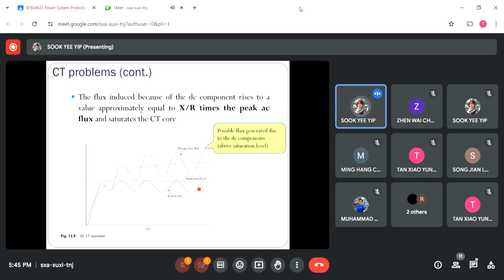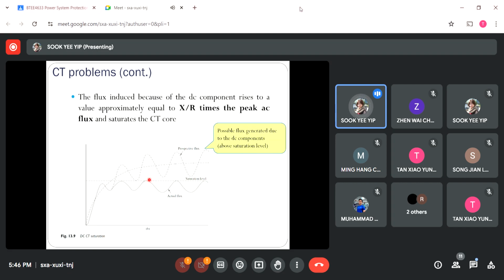So what happens if we have faults occur and they come with a DC offset? It will cause this flux here to increase due to the DC component. So in such a case, this dotted line here is the possible flux generated due to the DC component, which is now higher than the saturation level. So that's how it goes into saturation mode. Right, so that is what we also need to consider.